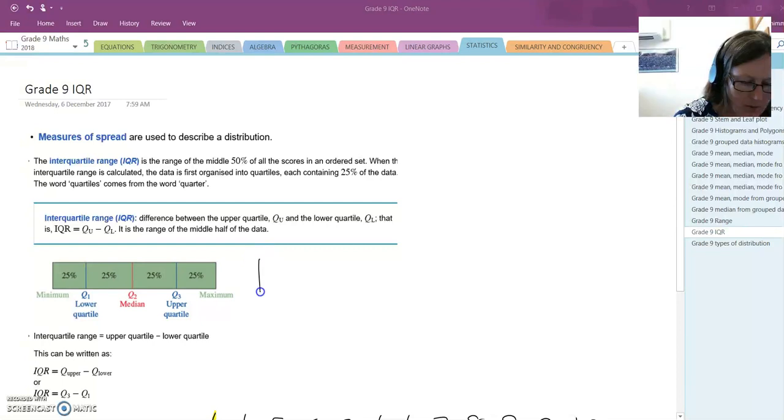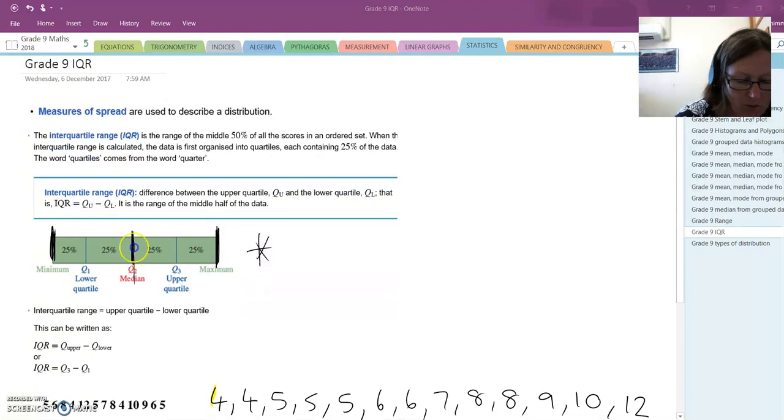So if we look at this diagram here, if this is our lowest score and this is our highest score, this is our middle score. Range is highest minus lowest. So range is this highest score minus the lowest score. Our interquartile range is the range from this score here to this score here. So interquartile range is the range from here to here, between the upper quartile and the lower quartile.